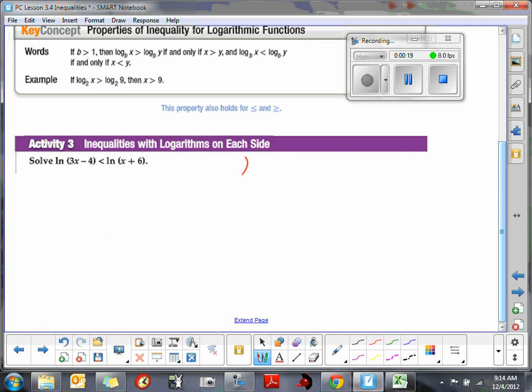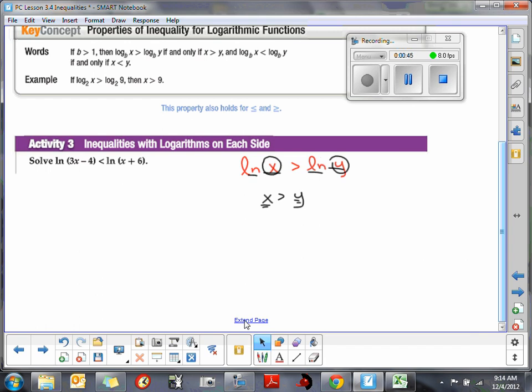One is described up here: if you have the natural log of x greater than the natural log of y, the only way this statement can be true is if x is greater than y. So basically, if you have the same base logarithms, you can take the arguments and write the inequality of the arguments. Keep in mind, we can never take the log of a negative, so we have to make sure our argument is greater than 0, as we did in the last video that I showed you.